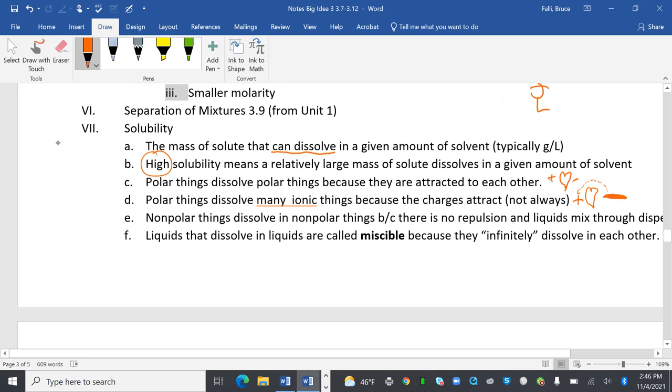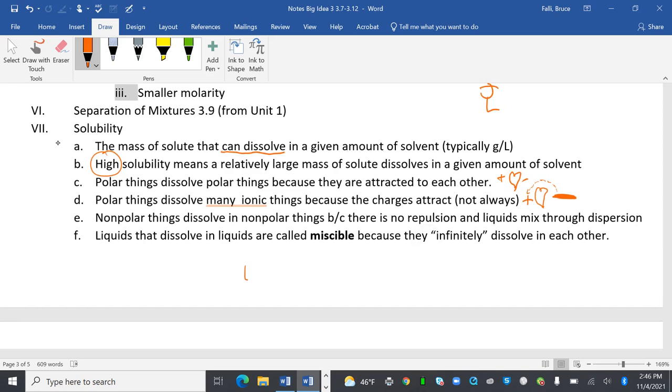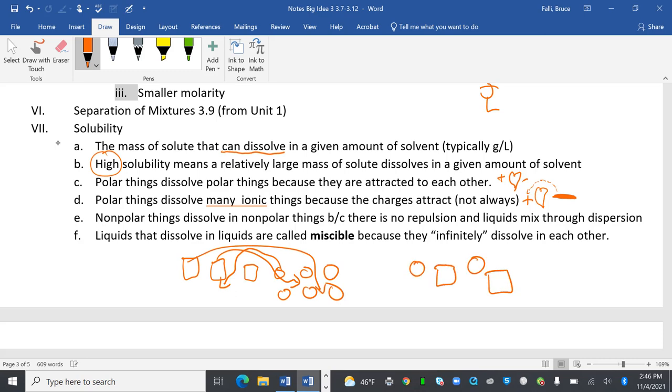Nonpolar things dissolve in nonpolar things because there's no repulsion and liquids mix through dispersion. So remember, if I just have something like this and there's no attraction or repulsion, remember how if I just drew a liquid particle, liquids just kind of move around, right? Before you know it, hey, look at that. I've got myself some mixed together solution, right? Now, why did that happen? Just dispersion. There's no repulsion.